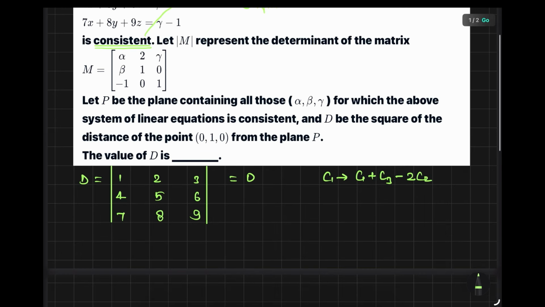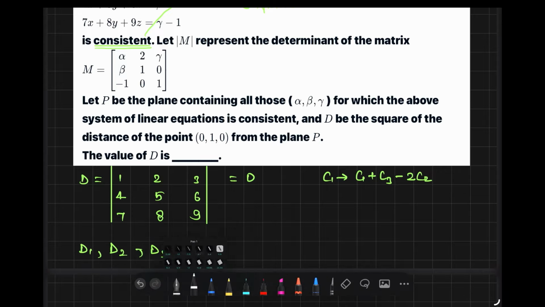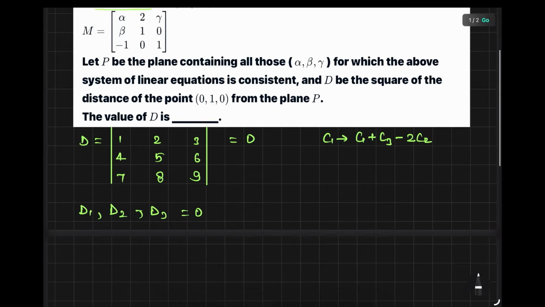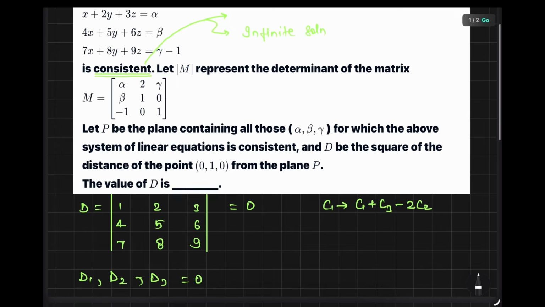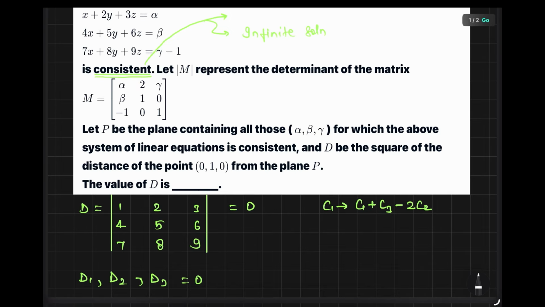Now if it is infinite solutions, you know that d1, d2, d3 will be equal to 0. Technically you should go with d1, d2, d3 equal to 0, but while solving in the examination you can go with any one of them and still the answer will remain the same. It won't affect the answer. During the examination you can go with any one, but still I will go with d1. So I will find out d1; as it is infinite solutions, d1 will be 0.